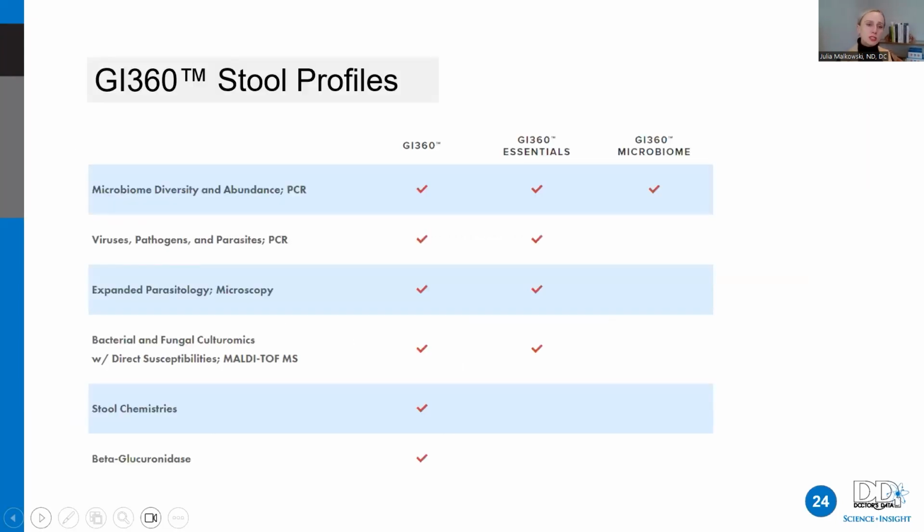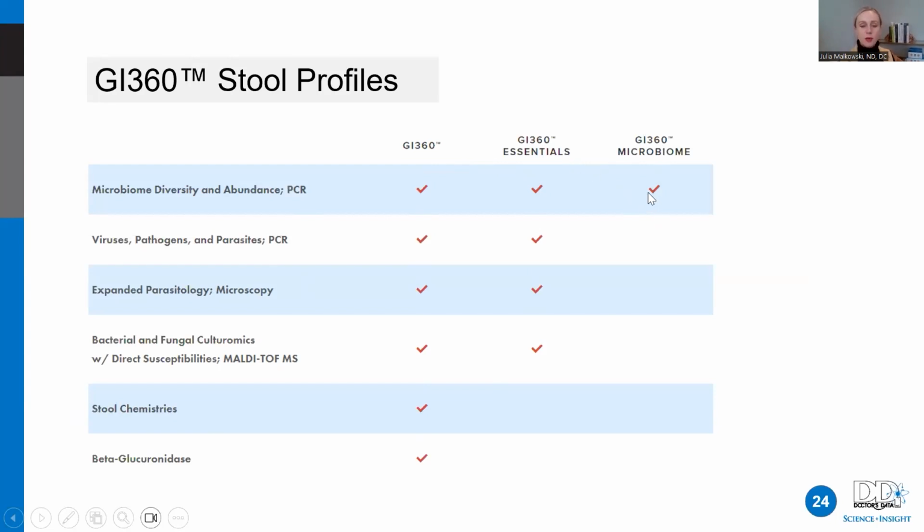One of the questions that arises is regarding which GI360 stool profile do we begin with? I would recommend beginning with the GI360 because, again, it includes all the portions that we have been discussing. And then if you want to retest only specific portions, you can order a smaller portion of the test. So these are meant for reordering, the GI360 Essentials or the GI360 Microbiome.